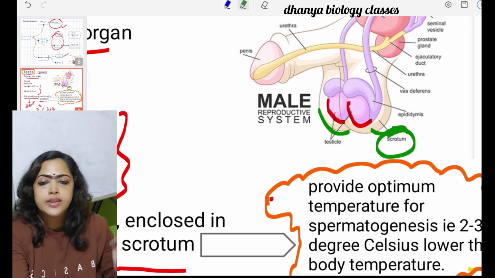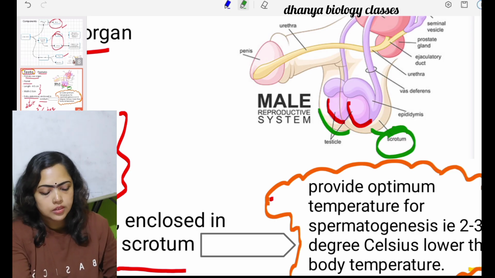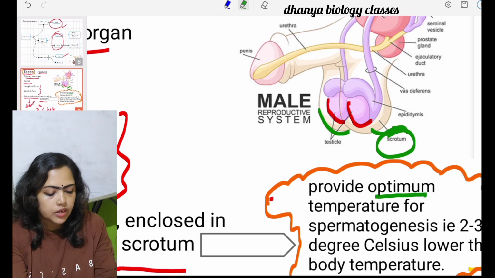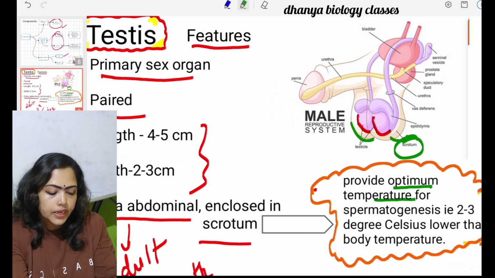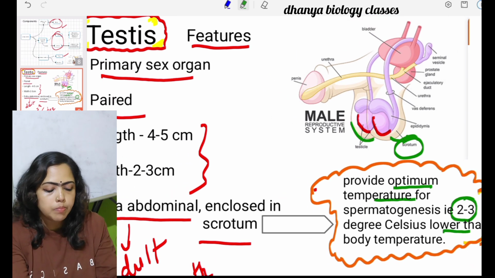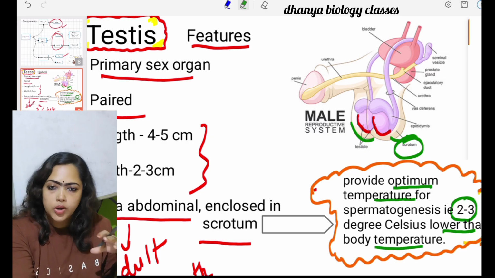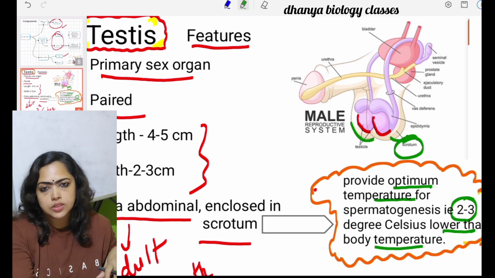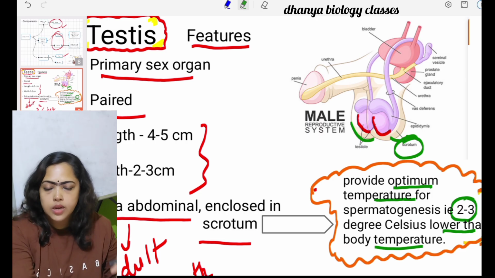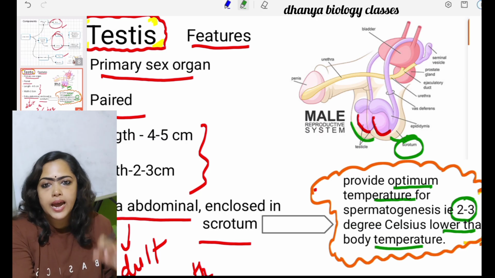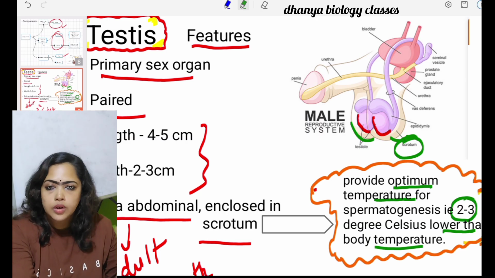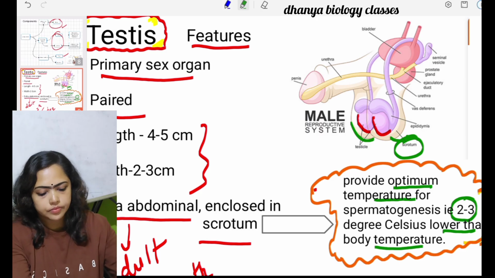Okay, and then see, this is the testis which is placed inside the pouch like structure called what? Scrotum. Okay, and the function of scrotum is very important. It provides optimum temperature for what? Spermatogenesis. What is optimum temperature? 2 to 3 degrees Celsius lower than body temperature. Okay, our body temperature is 37. So the role of scrotum is to lower the temperature, that is 2 to 3 degrees Celsius lower than body temperature. That means this is the temperature required for the activation of what? Activation of the hormone called testosterone. For what? For spermatogenesis. Okay.